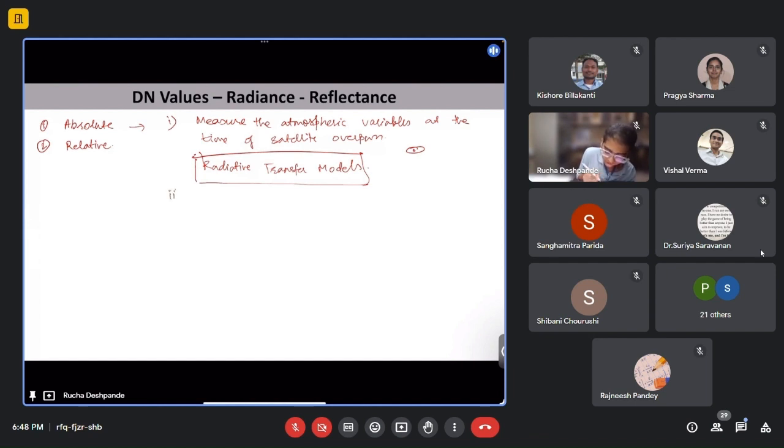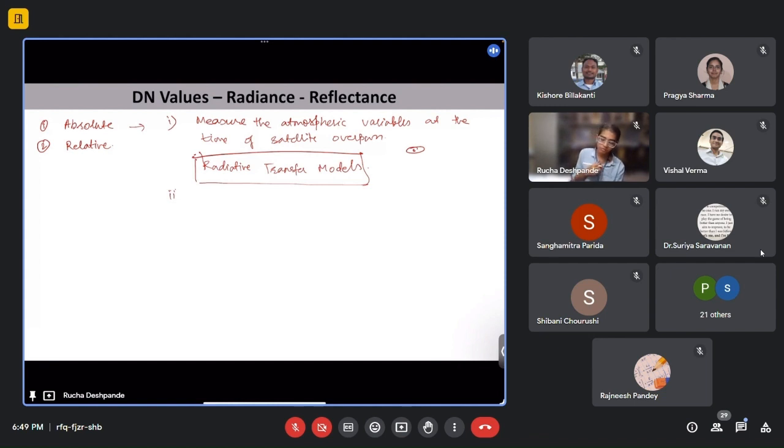Or the second one is, it is not practical that at all times we will be able to measure the variables during the satellite overpass.